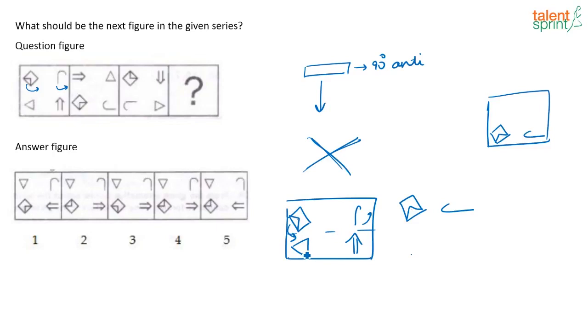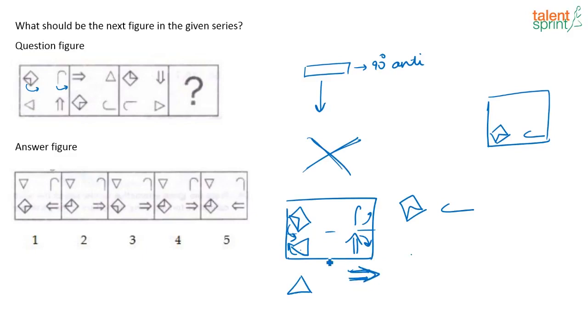Now when you look at these two, what happens is they rotate 90 degrees clockwise. That means clockwise means in this direction. So this triangle will become like this, this one will become like this, right? It will rotate 90 degrees clockwise, which means it will become like this.